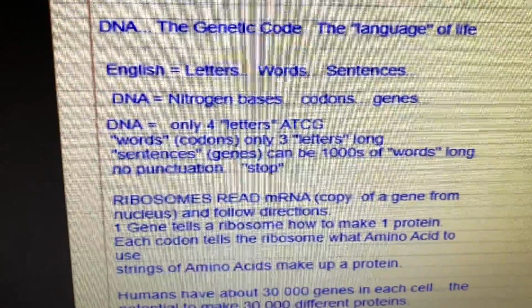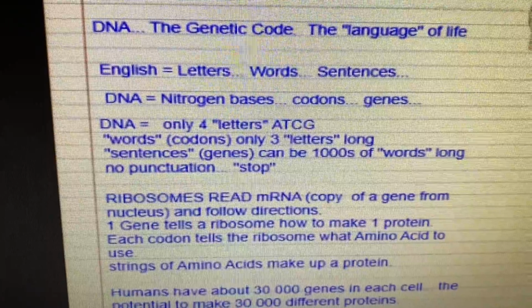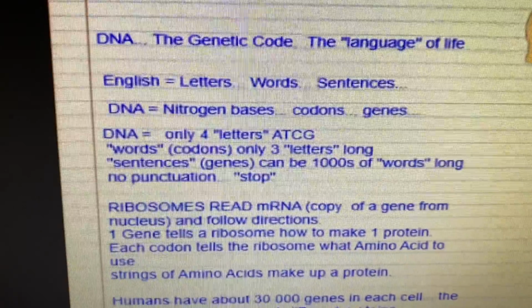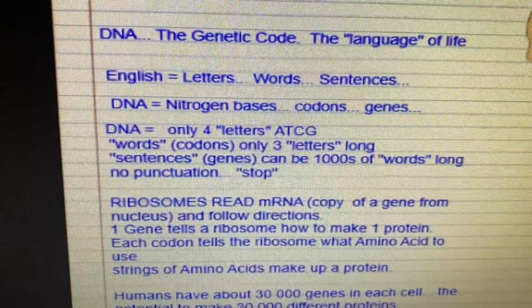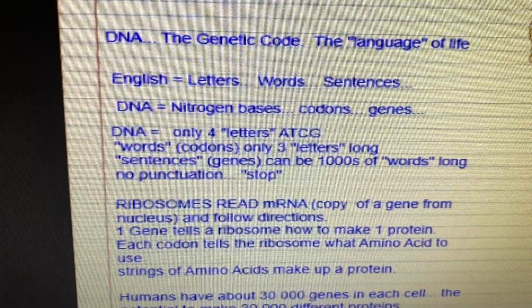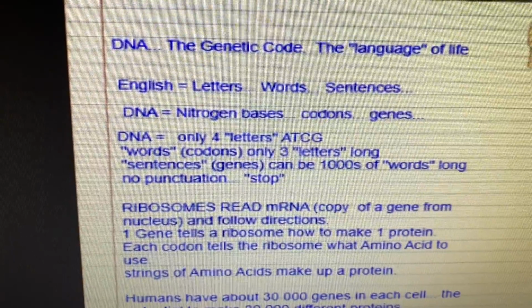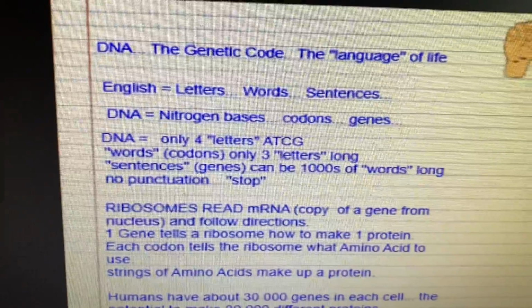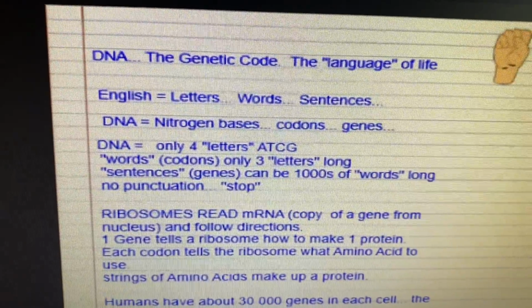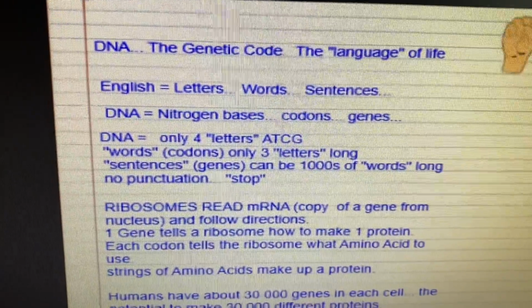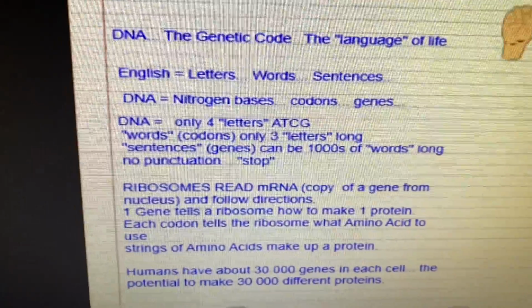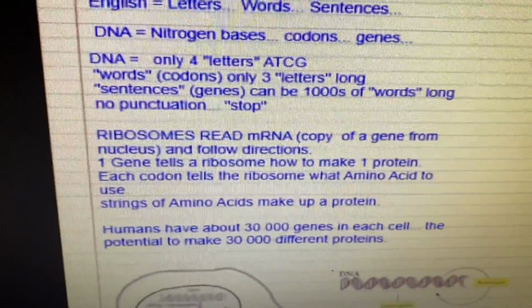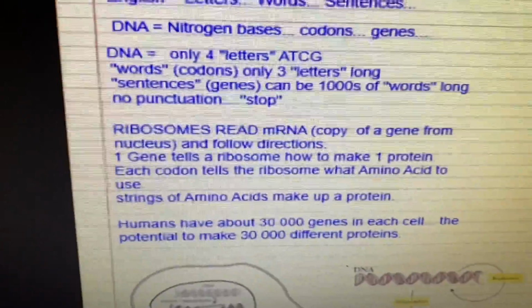In DNA, there are only 4 letters in the alphabet. In DNA, words are called codons, and they can only be 3 letters long. Sentences, which are genes, can be thousands and thousands of codons or words long. There's no actual punctuation in the DNA alphabet, but there is a codon that tells you to stop reading. We call that a stop codon.